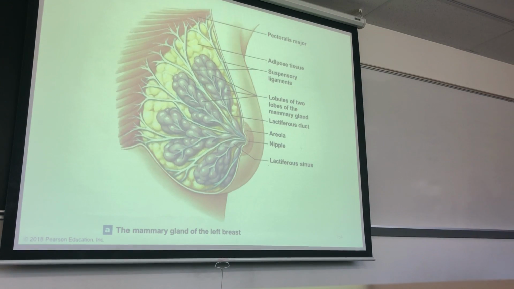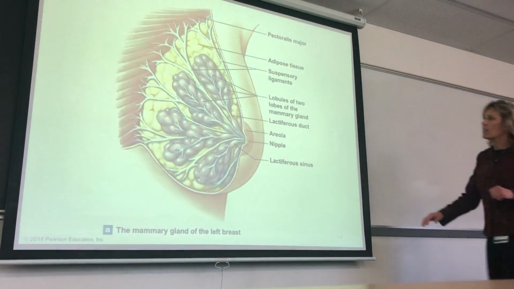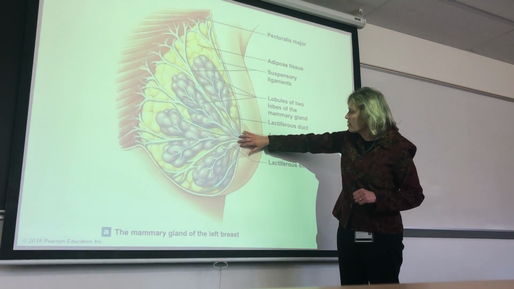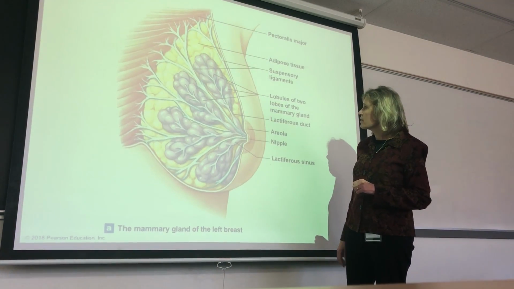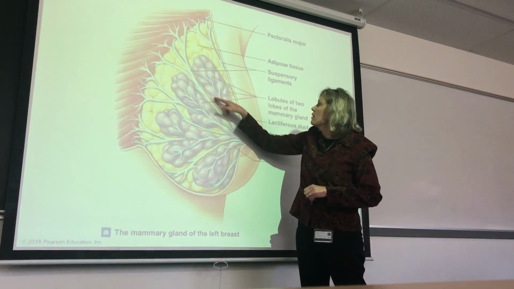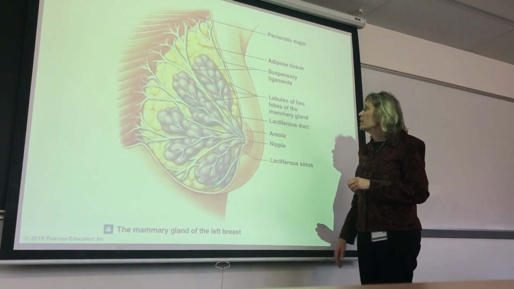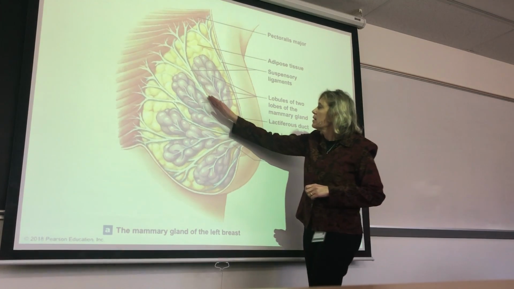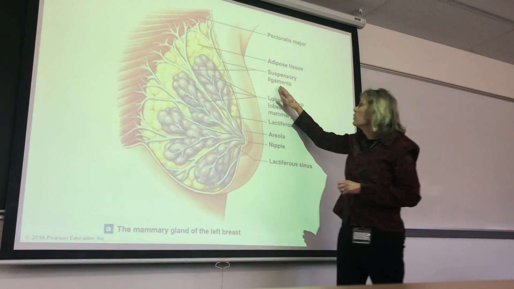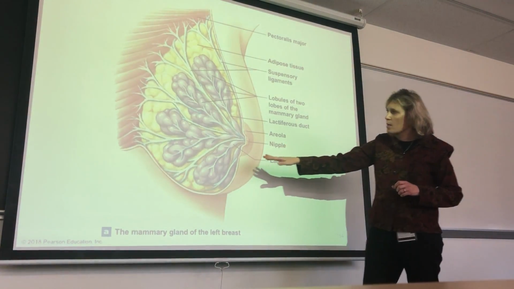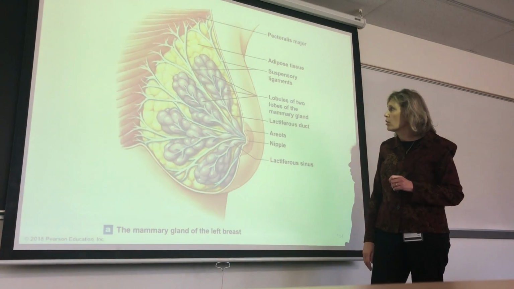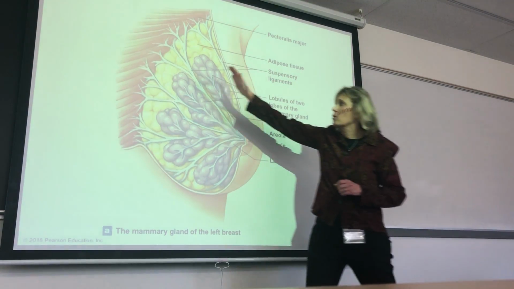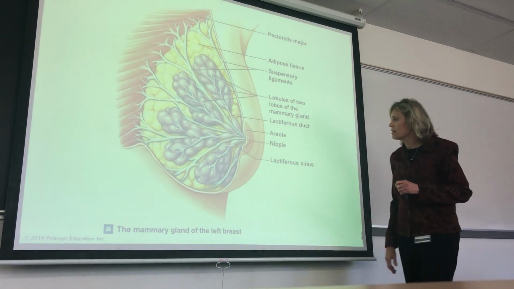All right, looking at the picture, here's the areolar area. This is the darkened area. There's the nipple. Here are some of the ducts, the lactiferous ducts leading into the lobules of the mammary gland. We can see that they're separated into lobules by the suspensory ligaments, and there's adipose tissue surrounding all of those. And they say pectoral area because you can see the pectoralis major muscle right behind it.